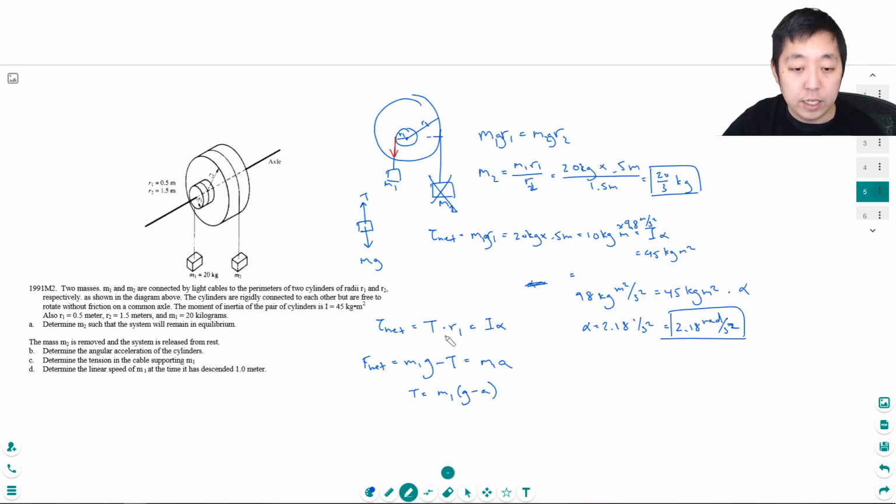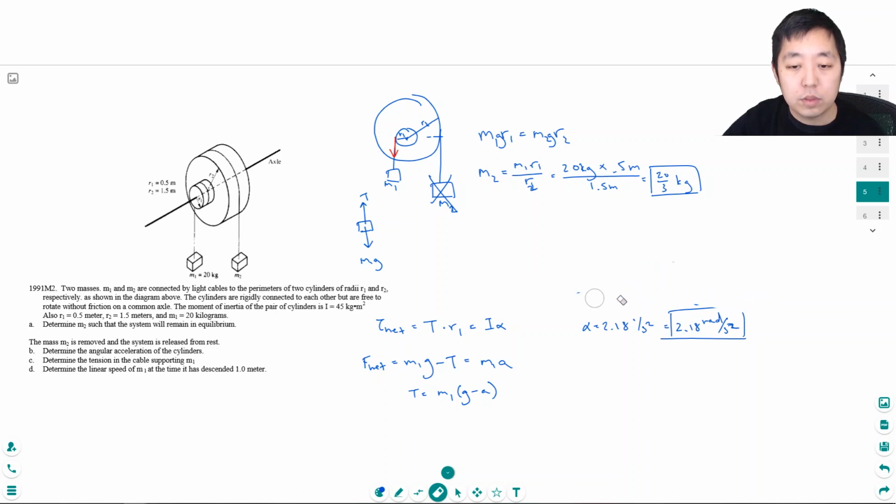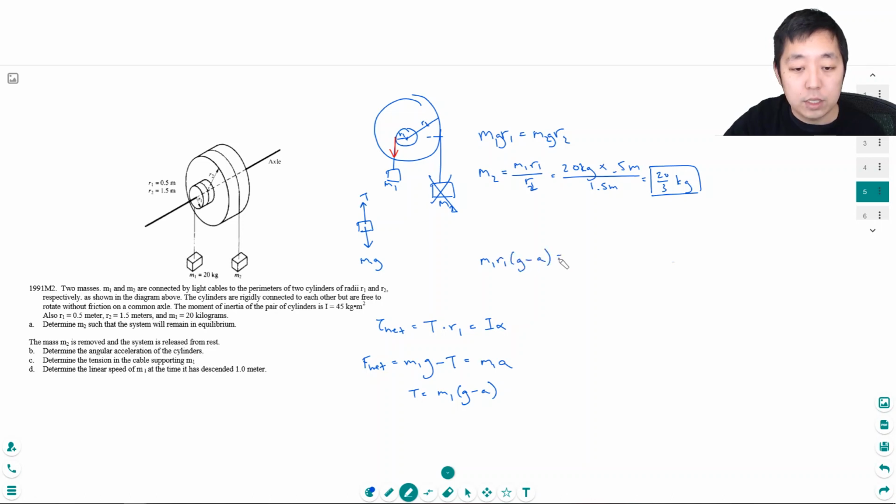And I'm going to plug that in here. Let me erase all of this stuff here to make room. So when I put this together, I get T times R1, it's M1 R1 times G minus A, is equal to I alpha. Now, the problem is I don't know A or alpha. I know everything else, but A and alpha are related by this equation.